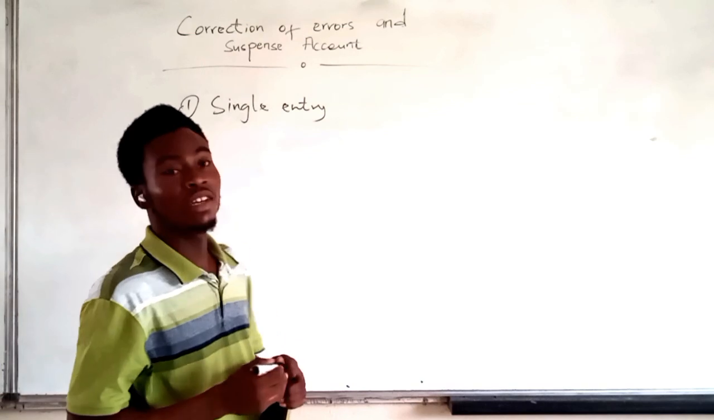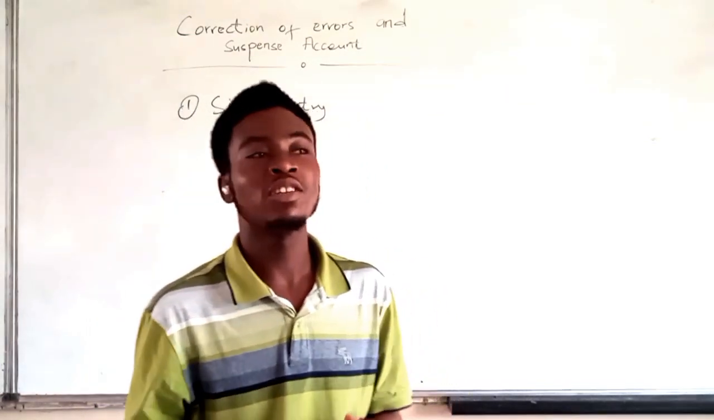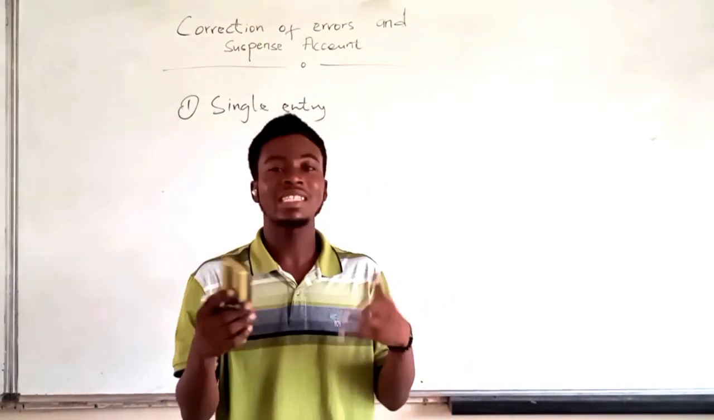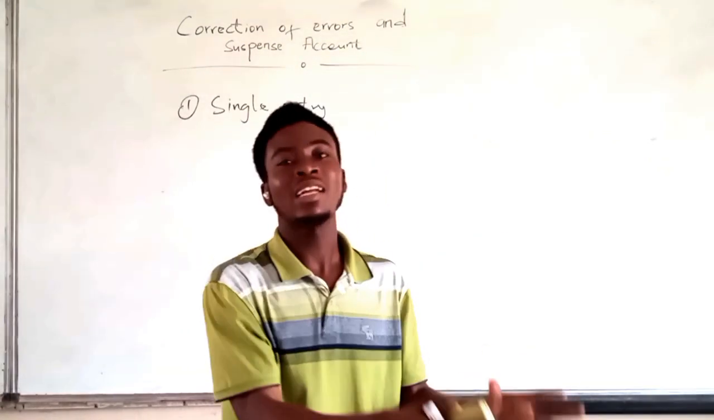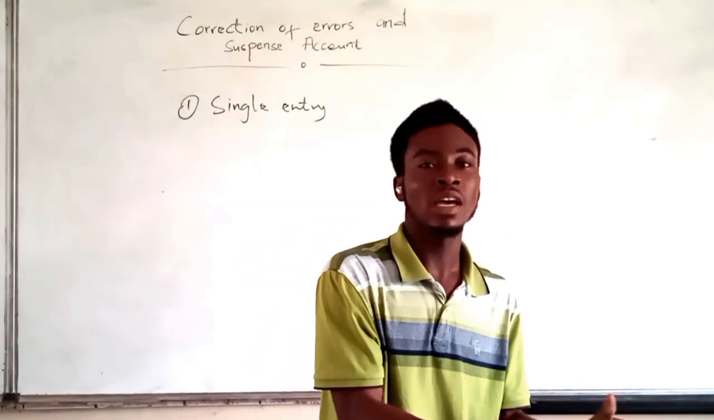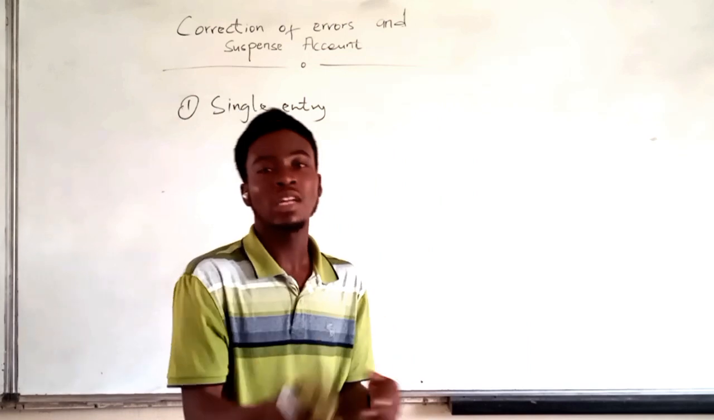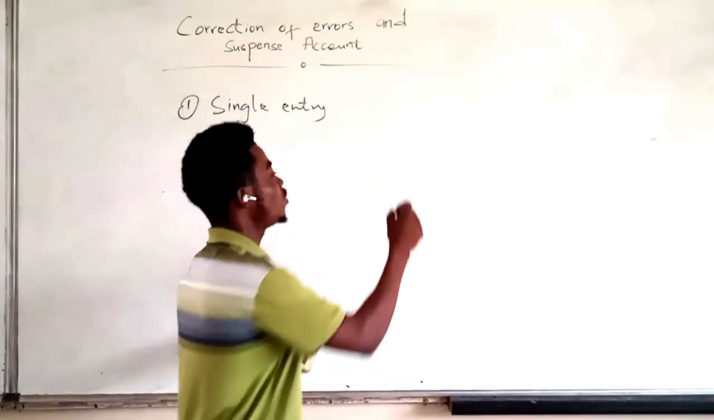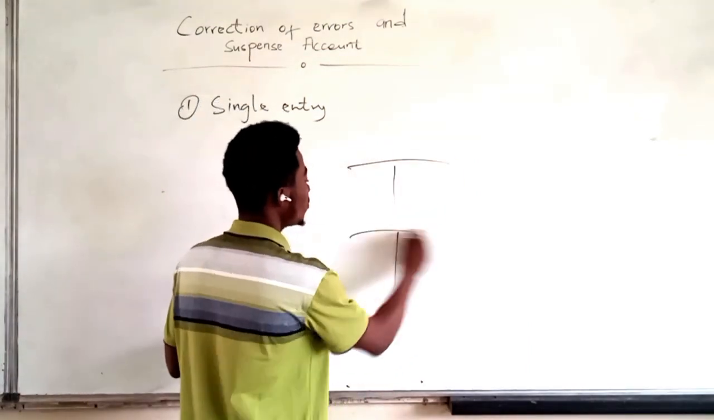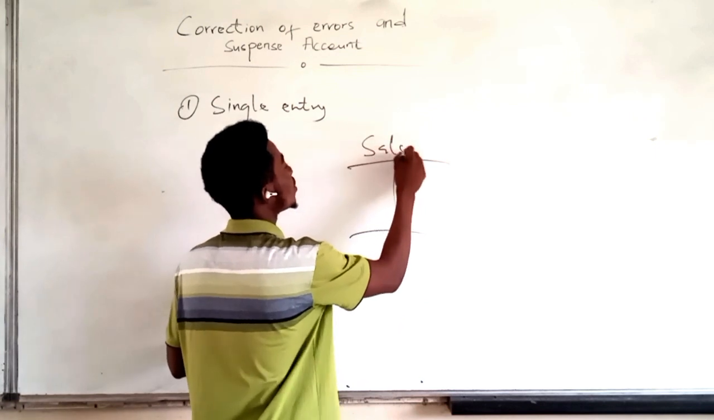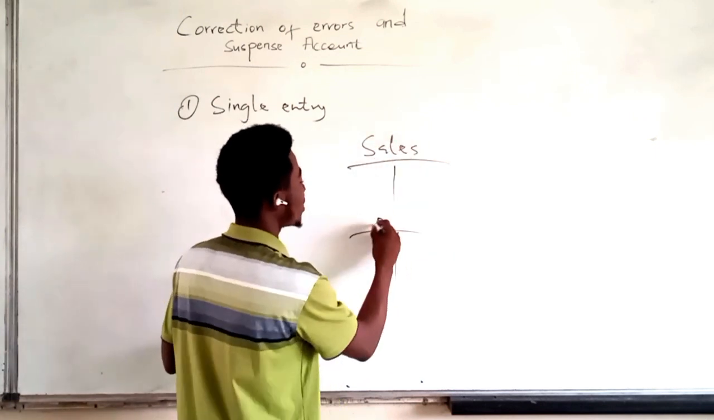The error of single entry. When we say error of single entry, a transaction is recorded on one side of the double entry and not recorded on the other side. Let's say you have two accounts. You have the sales account and you have Ama's account.